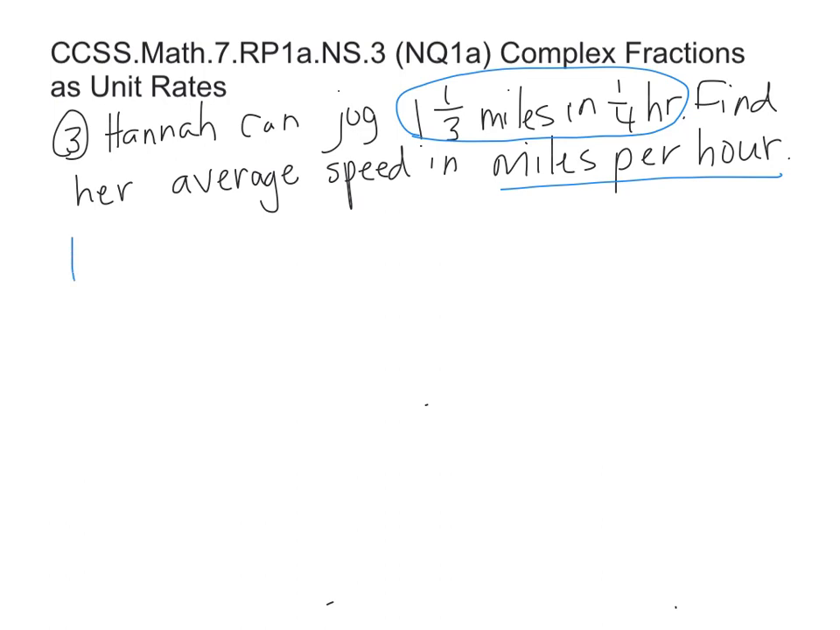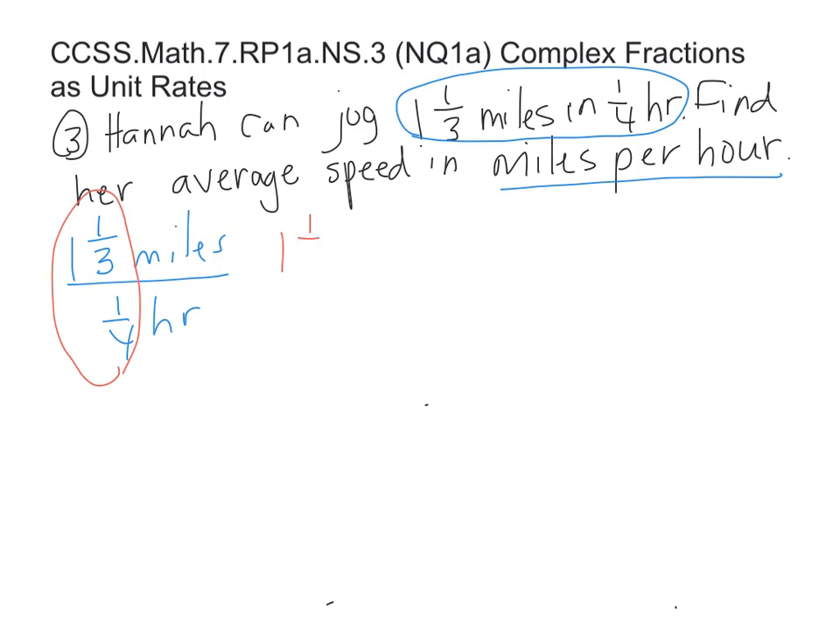So let's pull it out. 1 1/3 miles, that's a rate, over 1/4 of an hour. Do you see how, if we didn't have the fraction here, it would be miles over hour, a unit rate. So anyways, we're going to be rewriting it, and let's just look at the fraction part here. This is a rate. We're going to take care of the fraction.